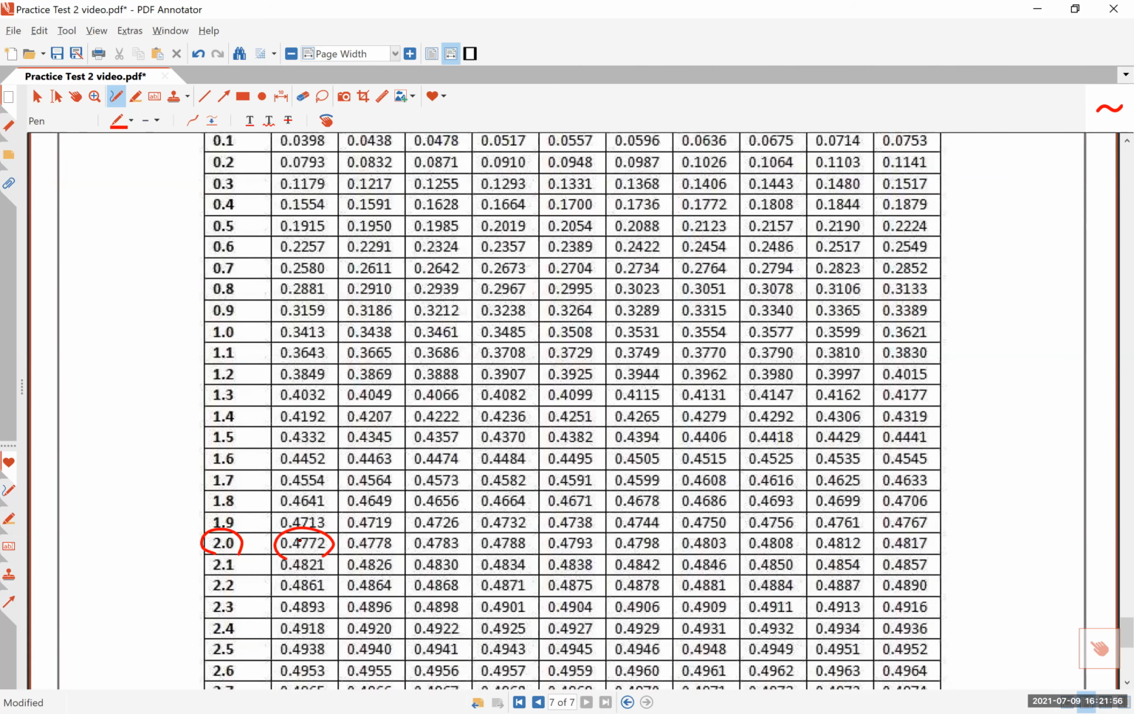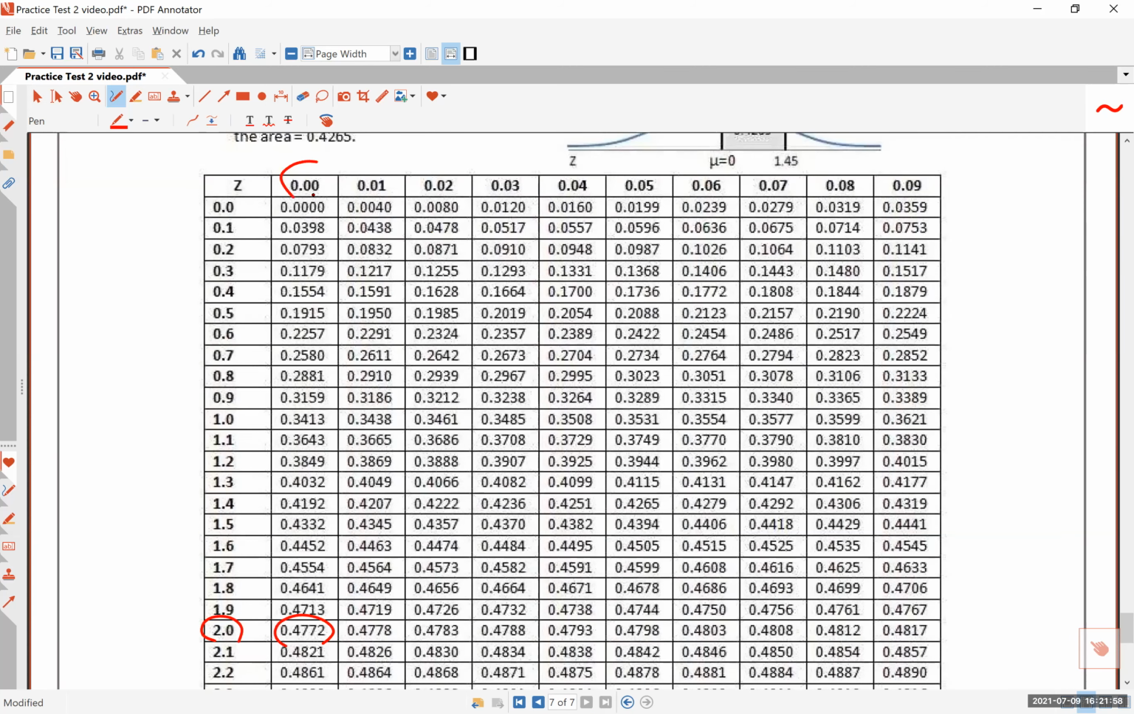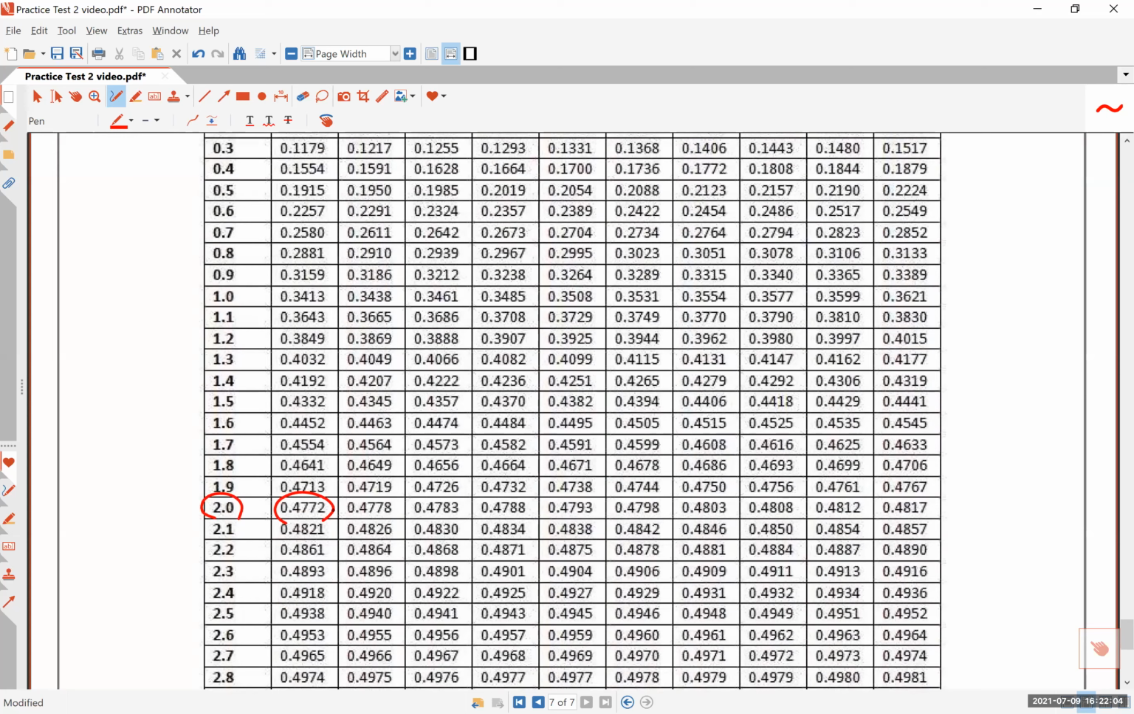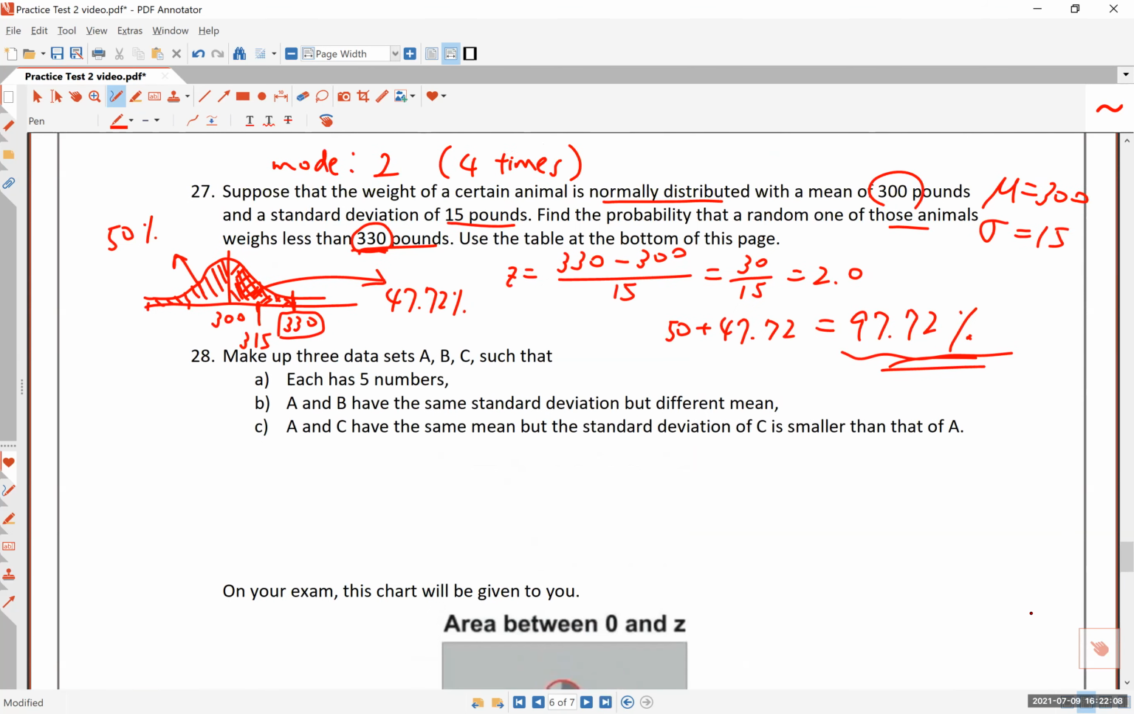2.00, remember 2.00, the last zero goes to the first column. And so you look at this number, 4772, and that is exactly the number you found.